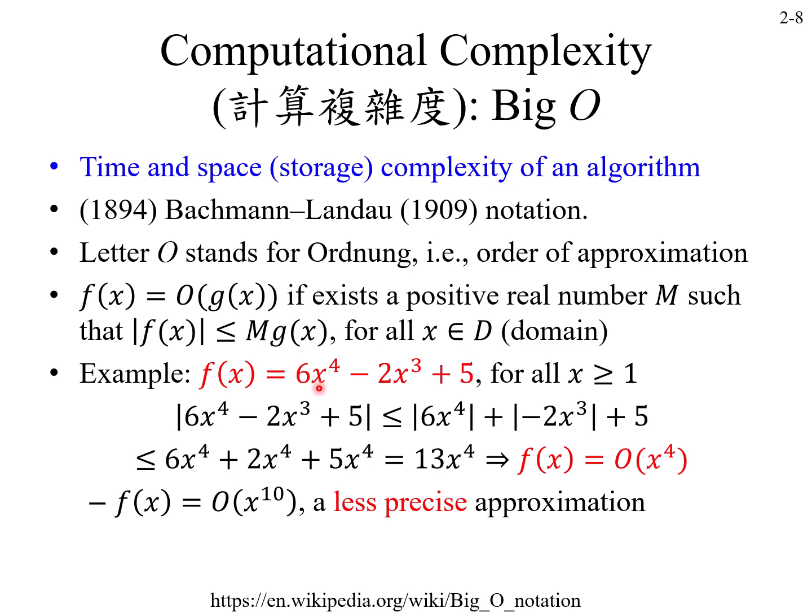We try to find an upper bound. However, if you choose your upper bound with power of 10, it's less precise, right? Because this one is much larger than x to the power of 4 when x is very large. So we need to choose the exact, the most important one. In this case it is x to the power of 4.